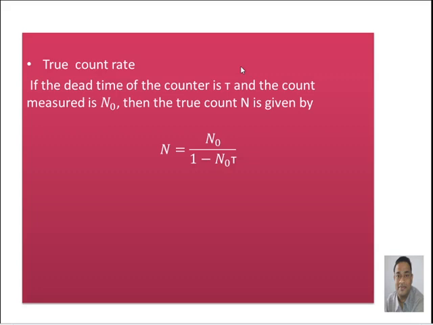So if we know the dead time of a counter, suppose the dead time of the counter is T, that is the time for which the counter becomes inoperative, and the count recorded by the counter is N0, then the true count of the counter is given by N is equal to N0 divided by 1 minus N0 into T.